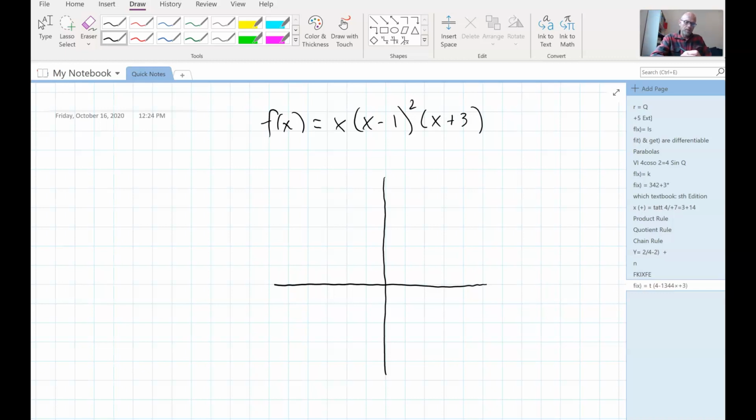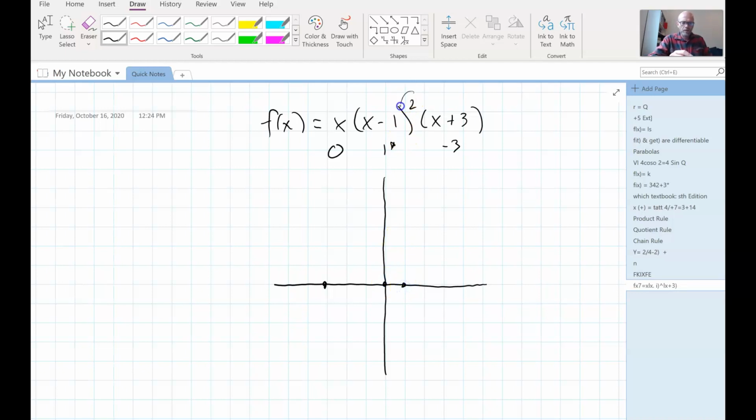So I'll run through it real quickly. So we know that this tells me there's an x-intercept at 0. This tells me there's an x-intercept at 1, and there's a special thing happening there. This tells me there's an x-intercept at -3. So I'm going to go over to -3, put a dot, go to 0, put a dot, and go to 1 and put a dot.